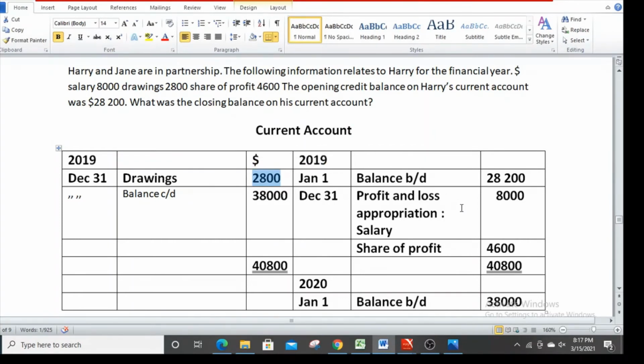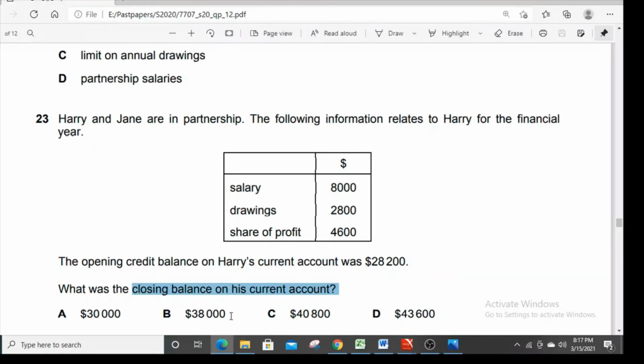In this case, credit side is heavier, so we take the total of these three figures, which leads to 40,800. From 40,800, we subtract 2,800 and we get the difference as 38,000. So the correct closing balance is 38,000 as credit side is heavier. So this is credit balance. This current account has closing credit balance of 38,000. So the correct option is option B, 38,000.